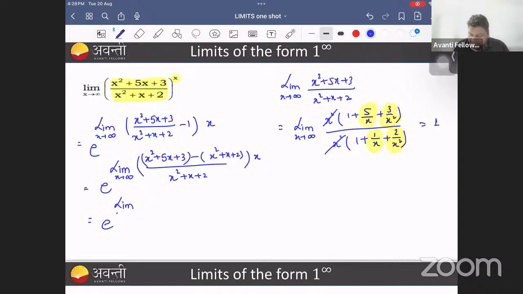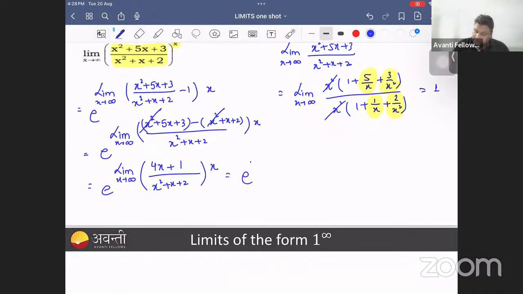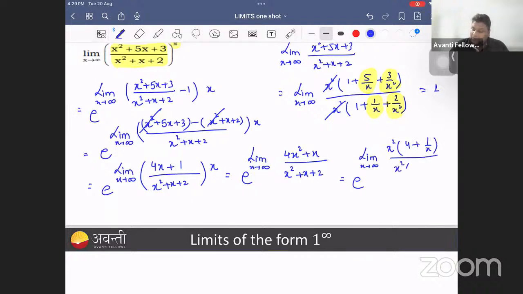So this is e to the power limit x approaches infinity. If you see, these x square will cancel. Got it? So you are left with 4x plus 1 upon x square plus x plus 2, into x. Am I clear? Now it is e to the power limit x approaches infinity of 4x square plus x upon x square plus x plus 2. Now we have to solve this with the highest power in the numerator. Take x square common: you get 4 plus 1 by x, and in the denominator, taking x square common, 1 plus 1 by x plus 2 by x square.